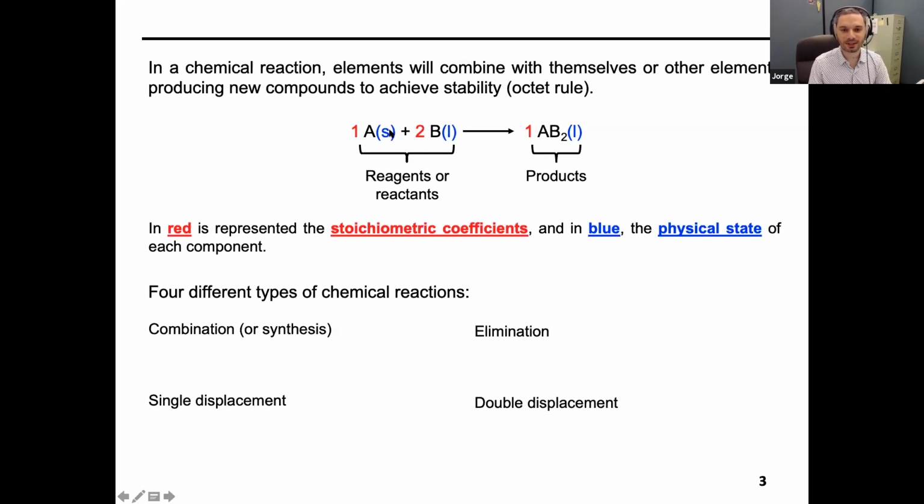The left side of the reaction, so everything before the arrow, is labeled as reagents, or if you want to use a more elegant nomenclature, reactants. And everything after the arrow are the products.